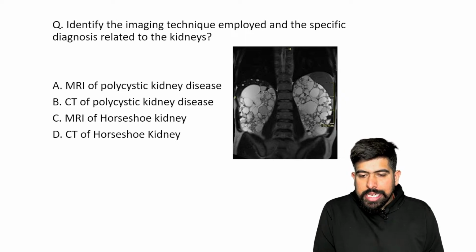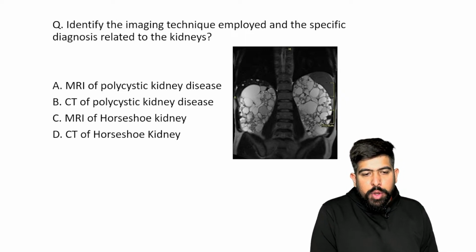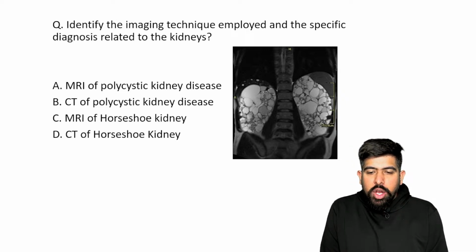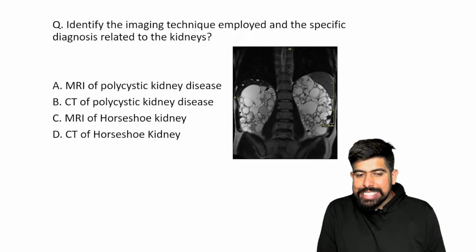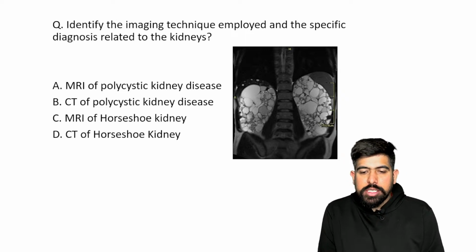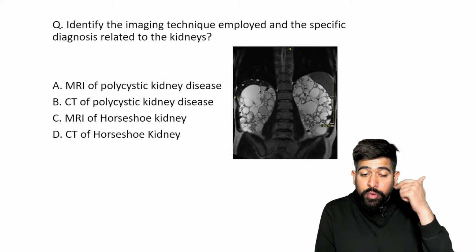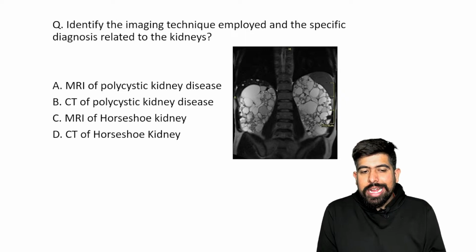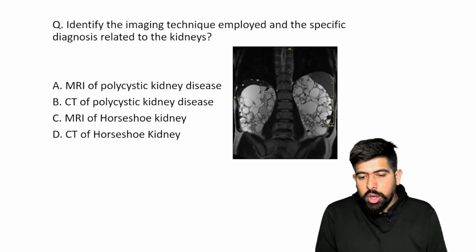So what are your answers, guys? Please reply in the chat box: A, B, C, or D. Option A is MRI of polycystic kidney disease. Option B is CT of polycystic kidney disease. Option C is MRI for horseshoe kidney. And option D is CT for horseshoe kidney.